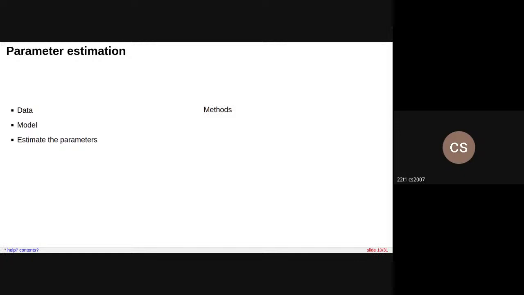The methods, we have discussed two in this week. One is maximum likelihood estimate, and the other is Bayesian modeling or Bayesian estimation. We will quickly go through them, but first we look at MLE. MLE depends on two things. What are they? Maximum likelihood estimate depends on two things. What are these two things?